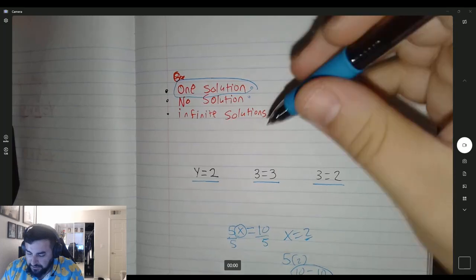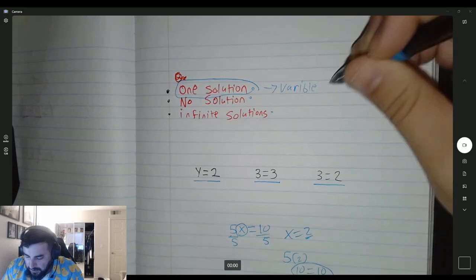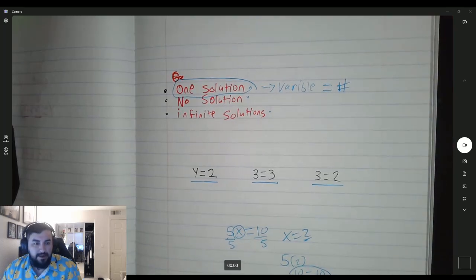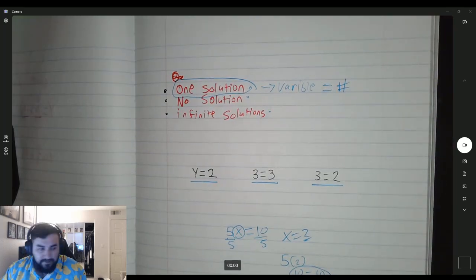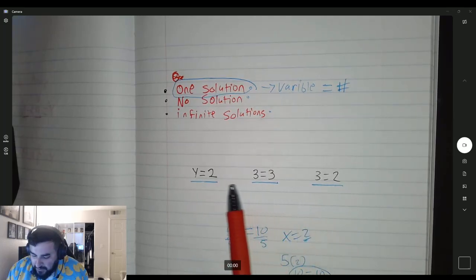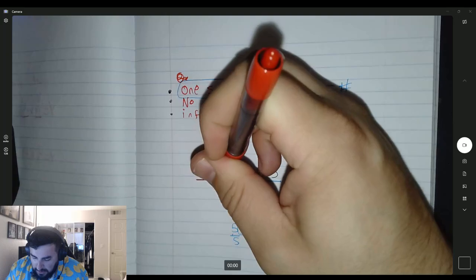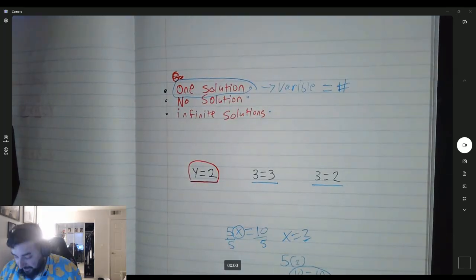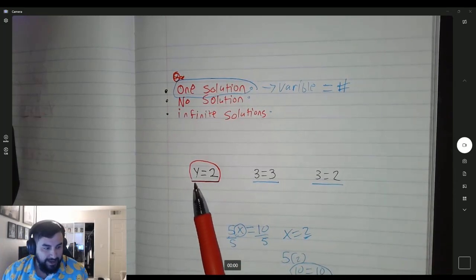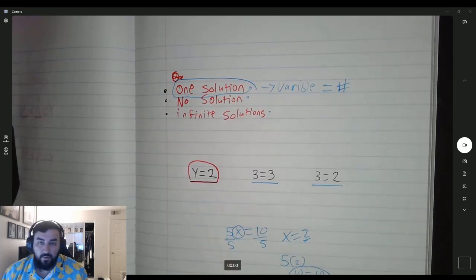So a one solution is basically this. It's a variable with an equal sign to a number. Okay? And they all look the same pretty much. So for example, which one would be the one solution? Which one has a variable that equals a number? If you said this one right here, you're correct. That would be a one solution, because look, the only answer for the letter y right here is 2. So y equals 2. That is your one solution.